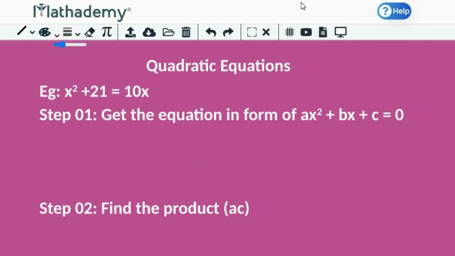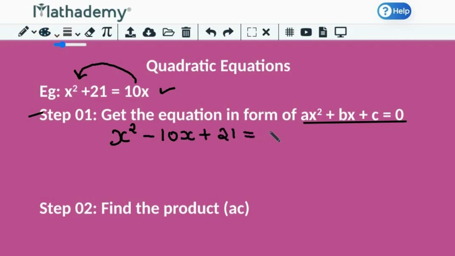x squared plus 21 equals 10x. Step number 1. Get the equation in the form of ax squared plus bx plus c equals 0, which is nothing but the general form of the quadratic equation. To get this equation in the general form, I'll transpose this 10x onto the other side. On this side, it is plus 10x. After transposing, it becomes minus 10x. So now this equation looks like x squared minus 10x plus 21 equals 0.